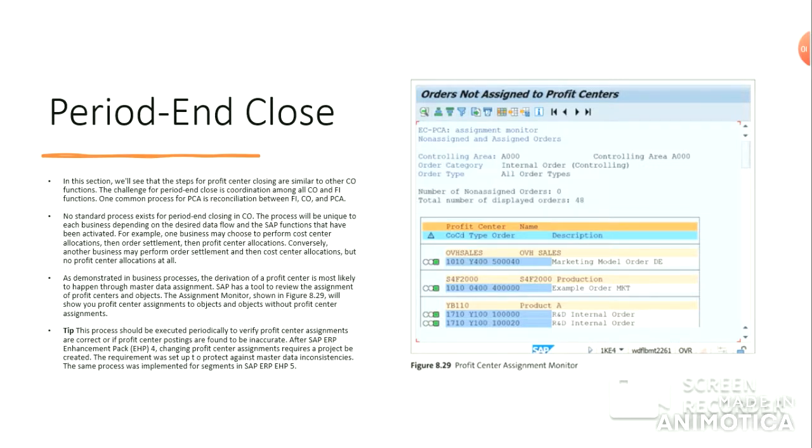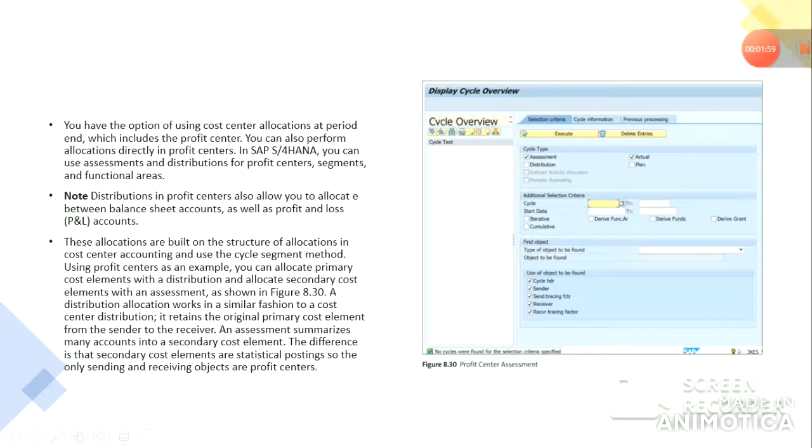After SAP ERP enhancement pack, changing profit center assignments requires that a project be created. The requirement was set up to protect against master data inconsistencies. The same process was implemented for segments in SAP ERP EHP 5. You have the option of using cost center allocations at period end, which includes the profit center. You can also perform allocations directly in profit centers.